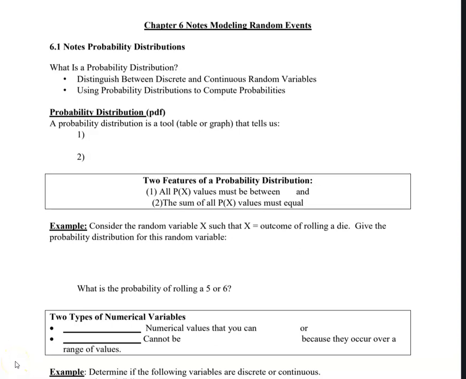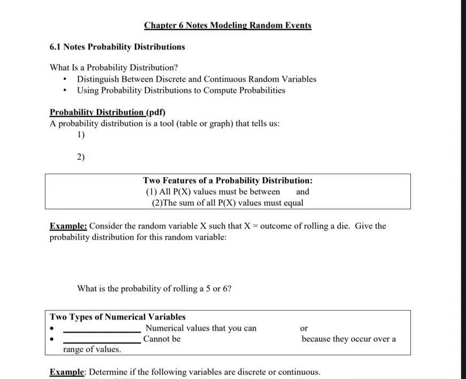I want to start chapter 6, and in this chapter we're going to look at a probability distribution and a couple different ones that are kind of big and kind of central in the study of statistics. But first I just want to get into what is a probability distribution. So make sure your cell phone is put away and you have your notes out and you're ready to listen carefully. A probability distribution is essentially a way to display different probabilities for different events.